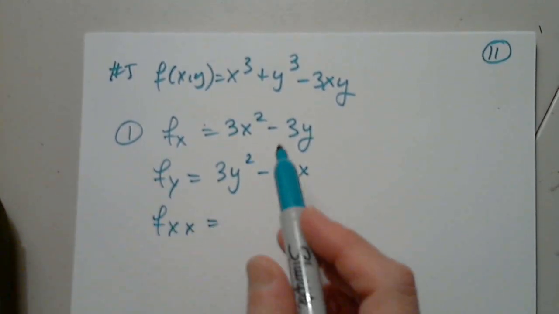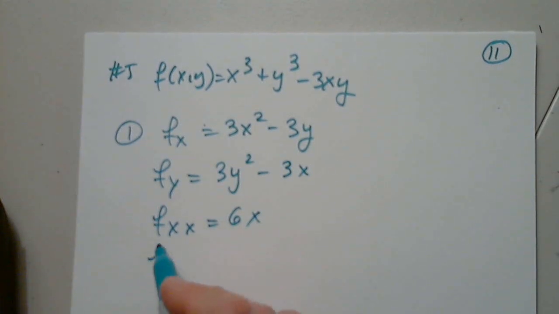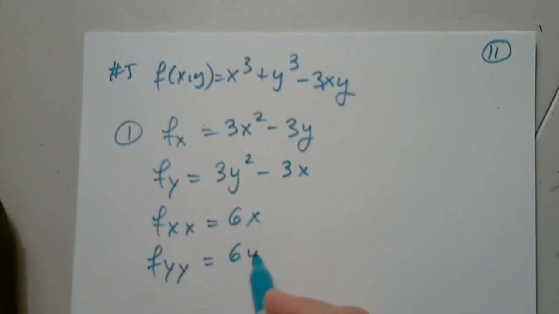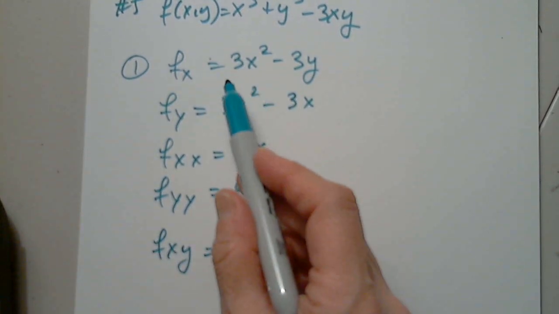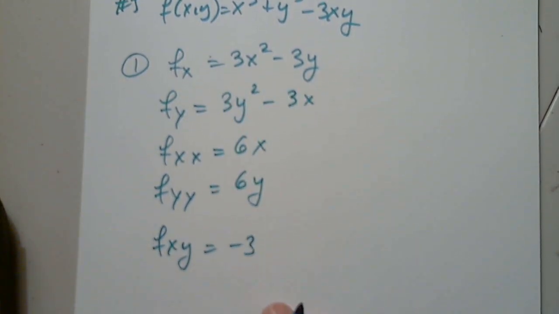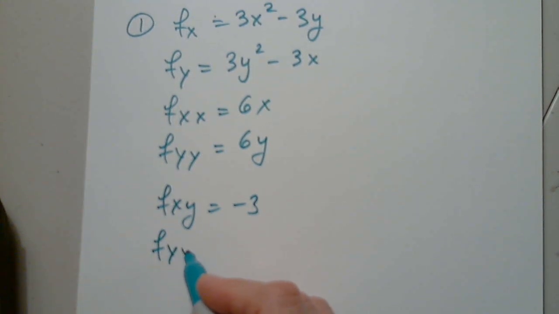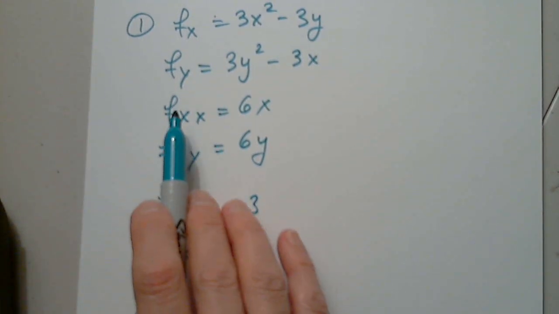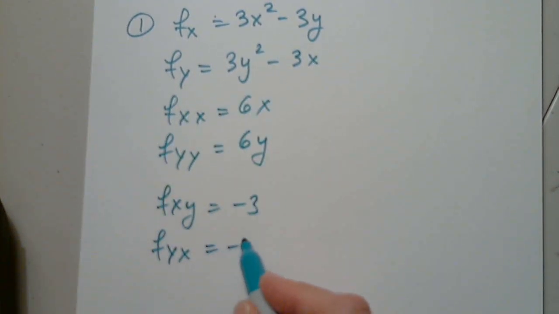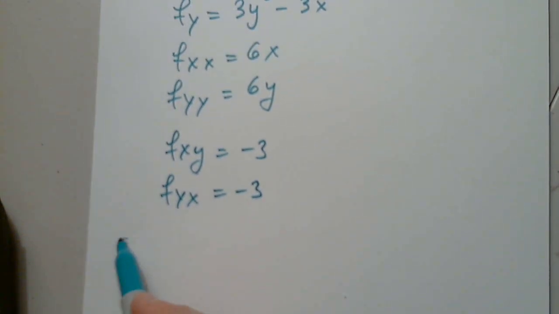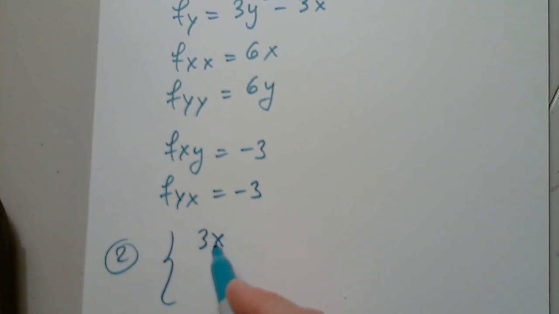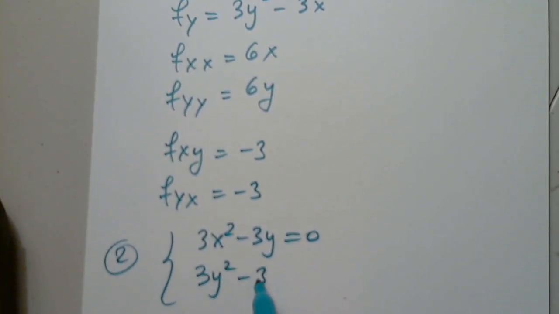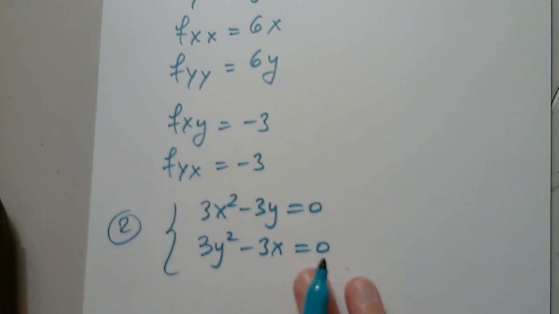Fxx, which is 6x. Fyy, which is 6y. Fxy, which is negative 3. And fyx, which is, of course, negative 3. In step 2, I have to set these equal to 0. 3x squared minus 3y equals 0, and 3y squared minus 3x equals 0.